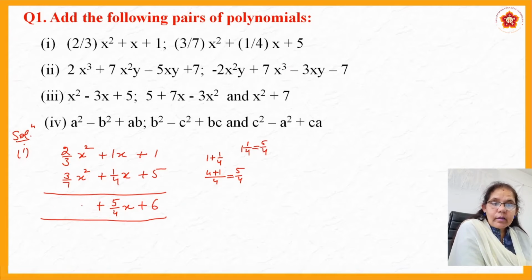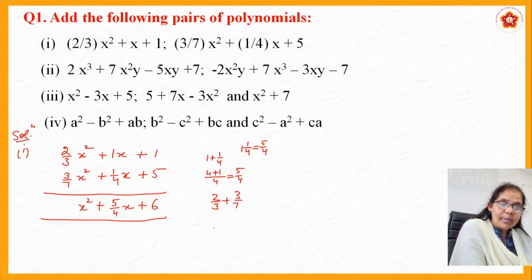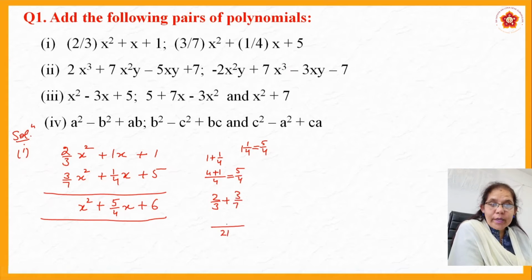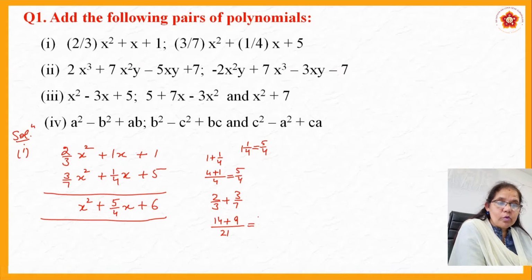Same way, x square is the variable and you have to add 2 by 3 plus 3 by 7. Take the LCM. LCM is 21. 3 7s are 21 and 7 2s are 14. 7 3s are 21, 3 3s are 9. So this will be 23 upon 21. So 23 upon 21 x square.